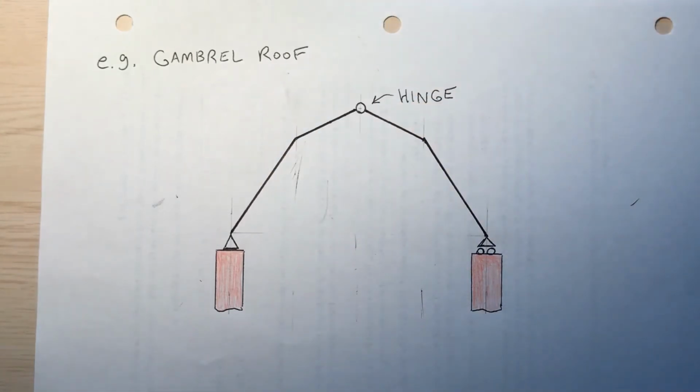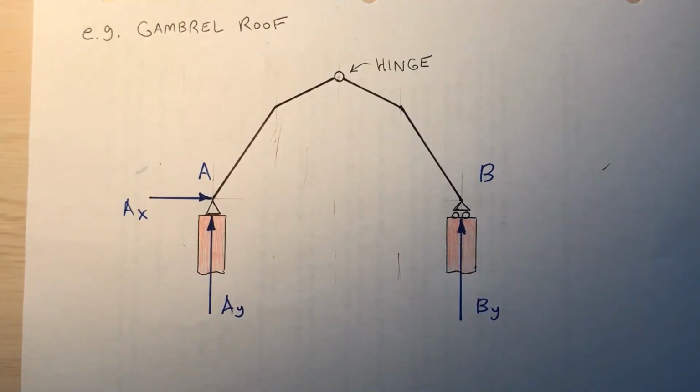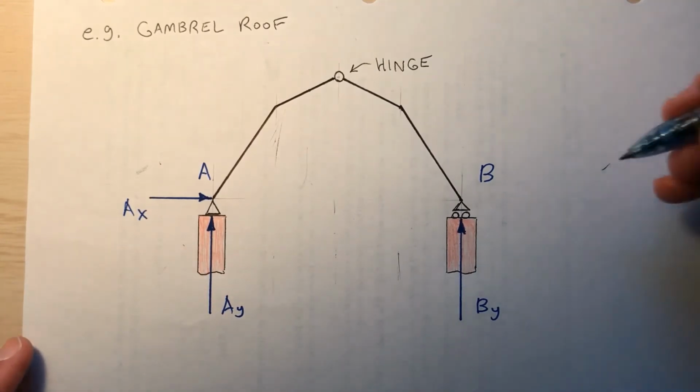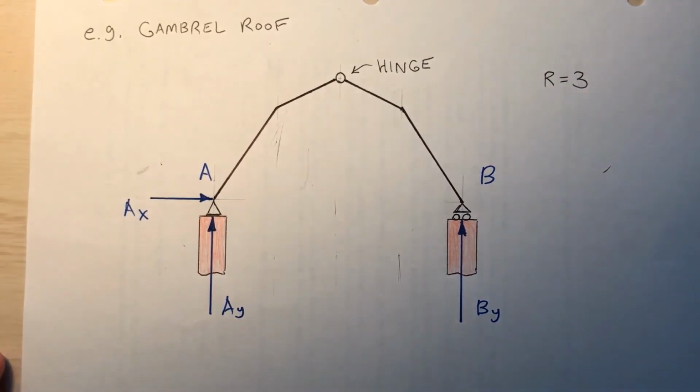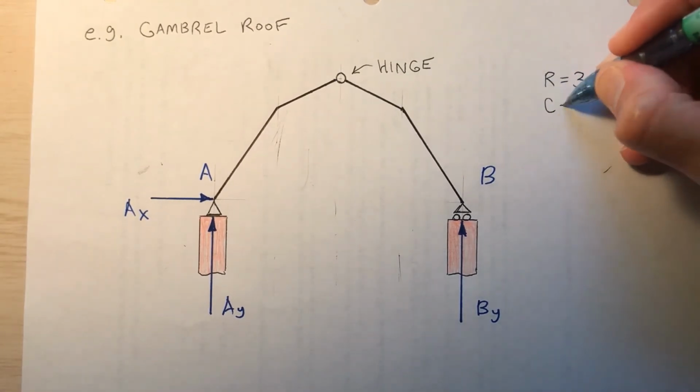What if there's a hinge at the ridgeline? Is this determinate or indeterminate? So let's call this point A, and this will be point B. At A, I've got 2 reactions, and point B, I've got 1 reaction because I've got a roller there. So what is R in this case? Number of external reactions, 3. What would C be equal to? How many internal releases? There's a hinge at the ridge line, so C is 1.